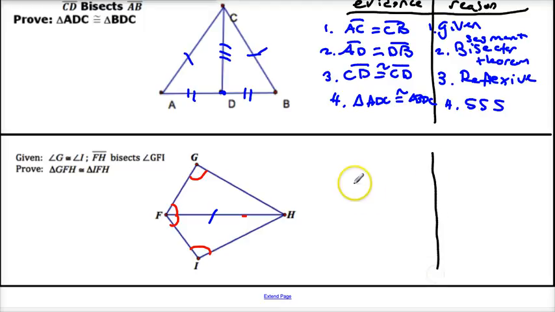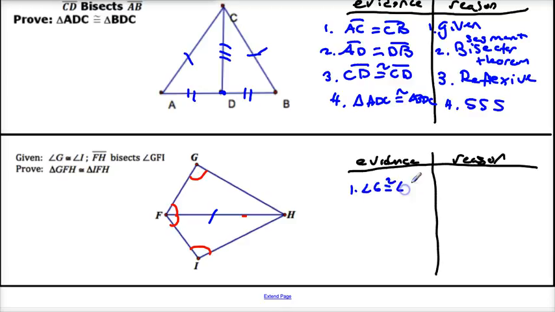Let's just write our proof out. This is the annoying part, huh? So we have our evidence, and we have our reason. So let's start off. What do we know? 1, we know angle G is congruent to angle I. 2, I know angle GFH is congruent to angle HFI. And 3, I know FH is congruent to FH.